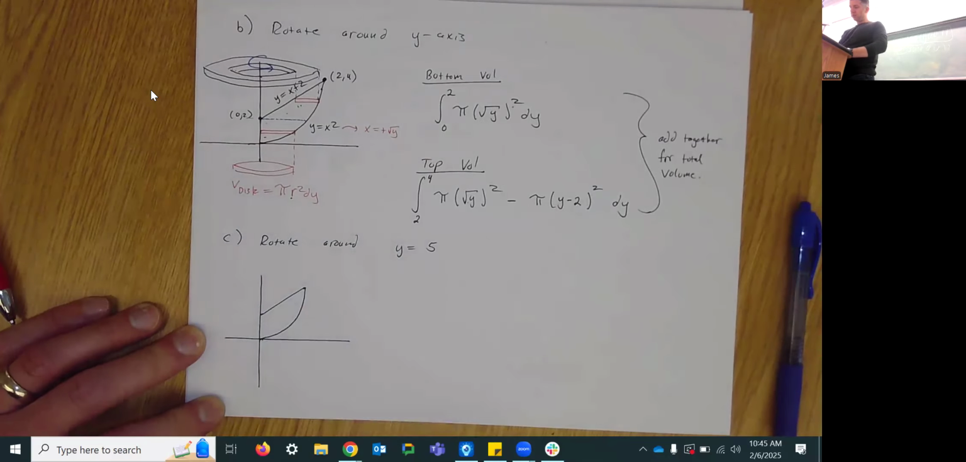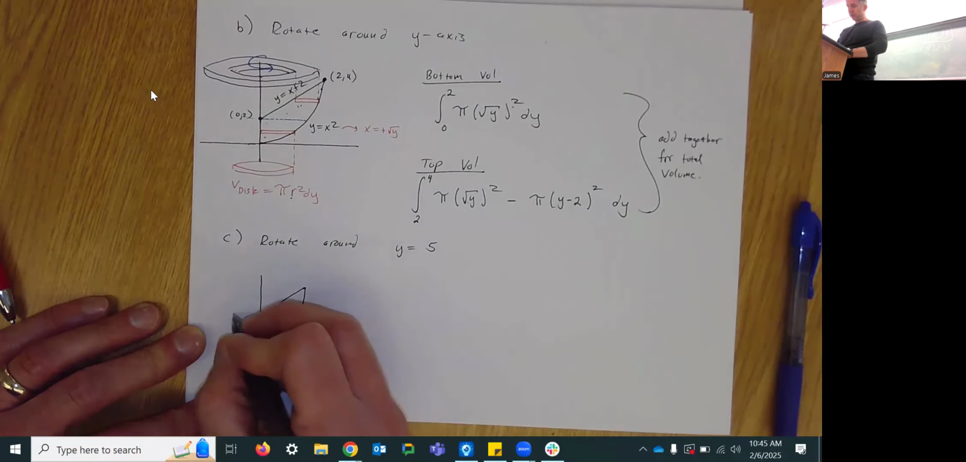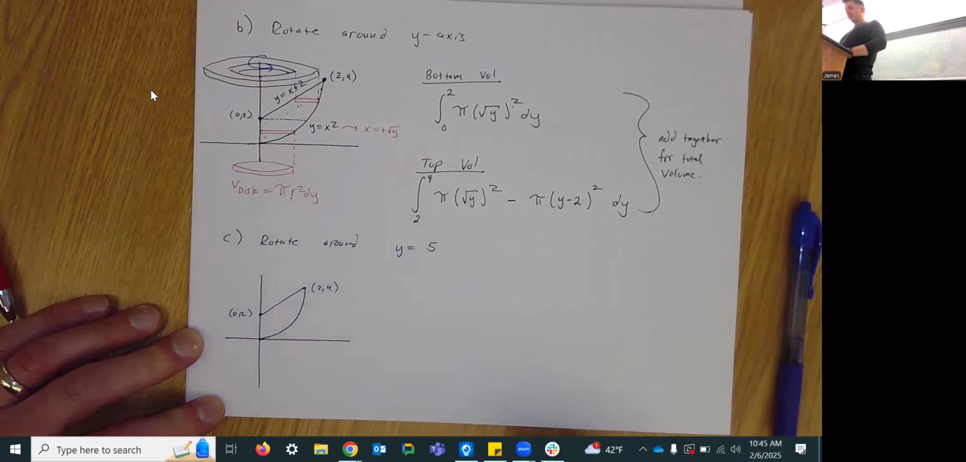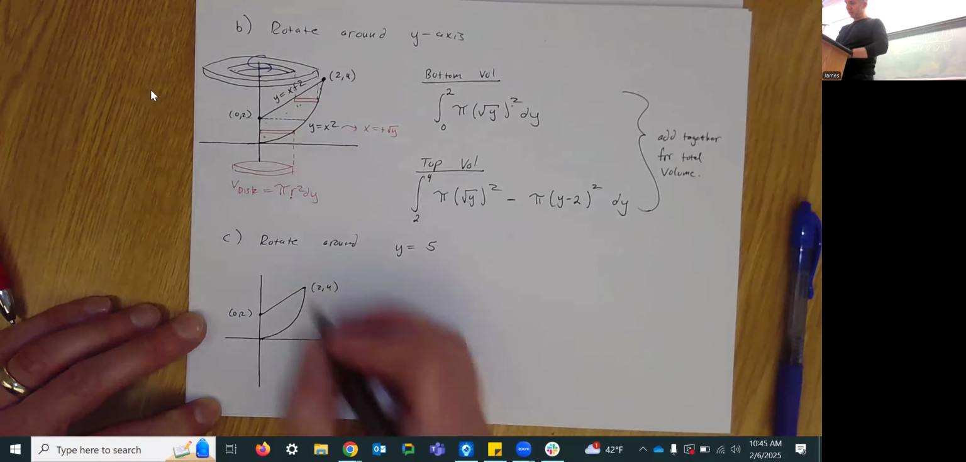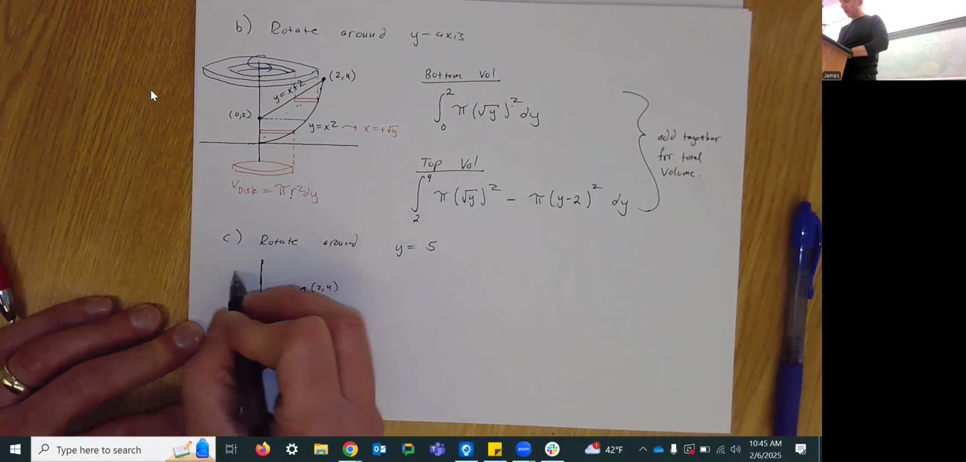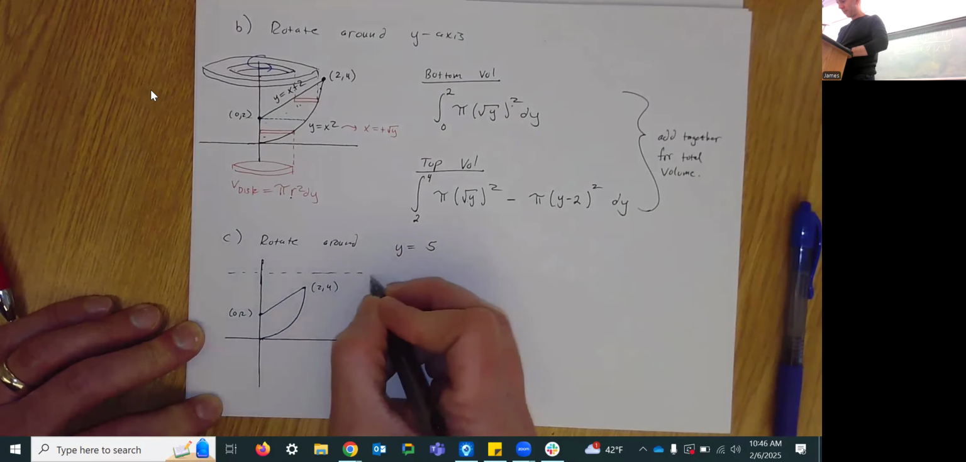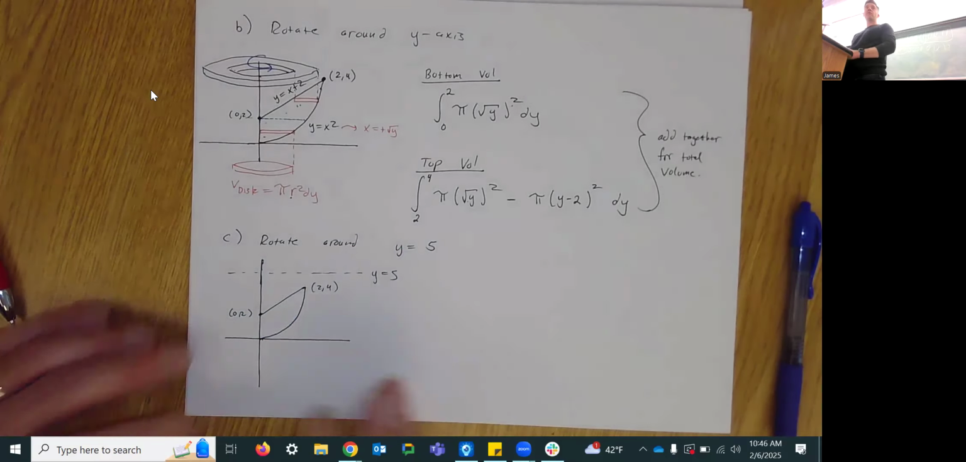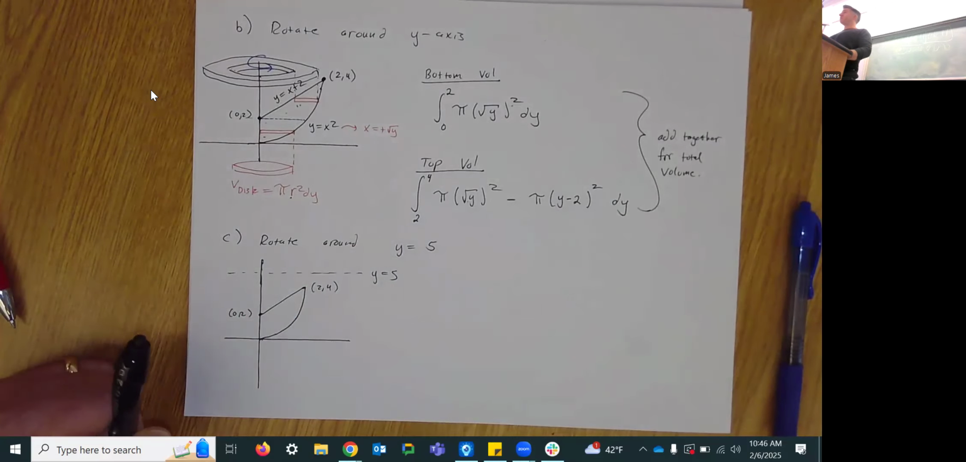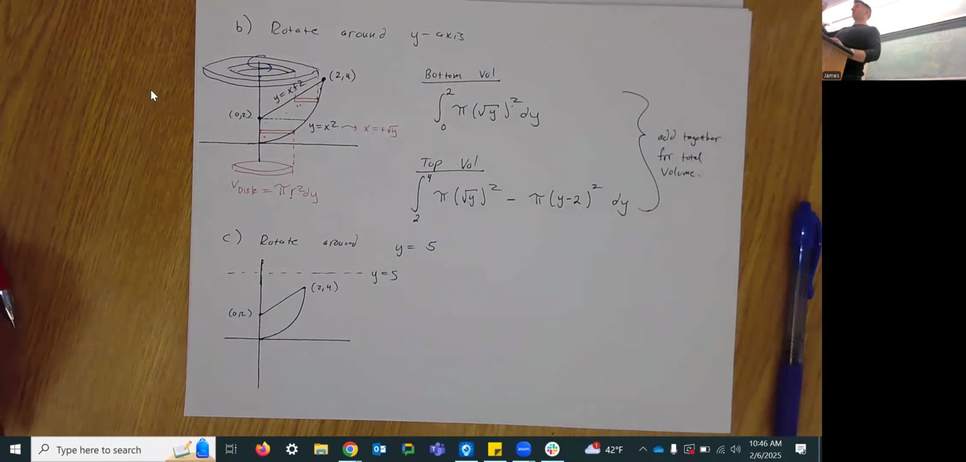So there's our region with the same points, (0, 2) and (2, 4). It's not a mistake, I just should have drawn this differently, but oh well. And here's the line y equals 5. We're rotating around that line. Well, what kind of strip should I draw? Should it be vertical or horizontal?